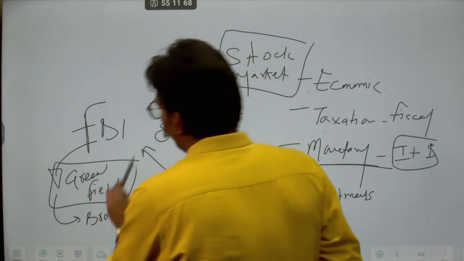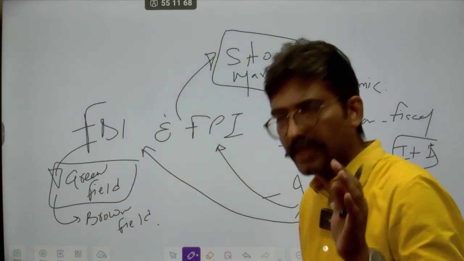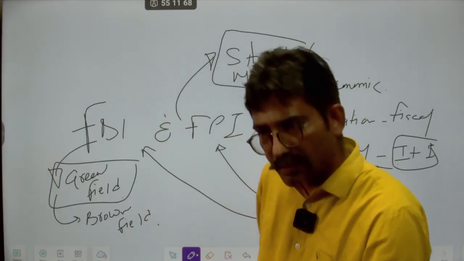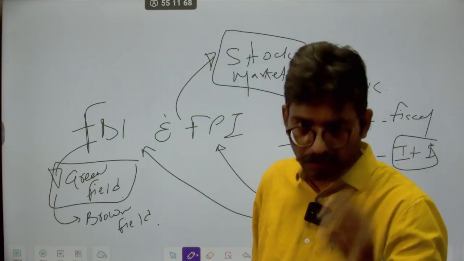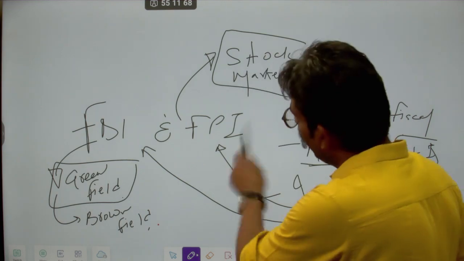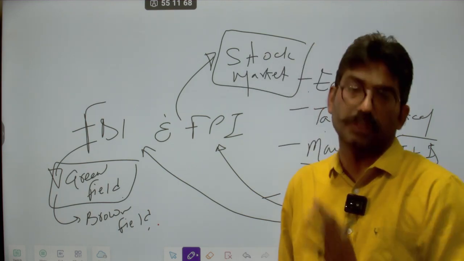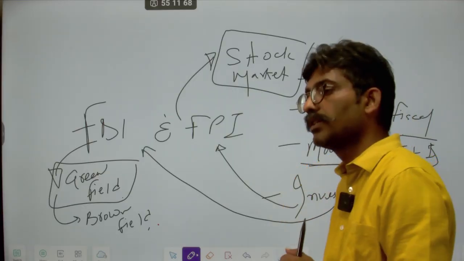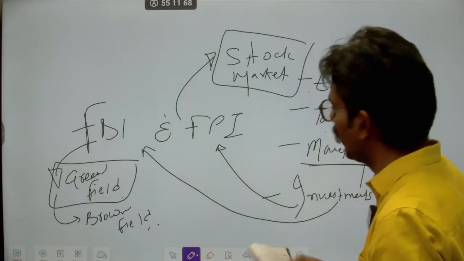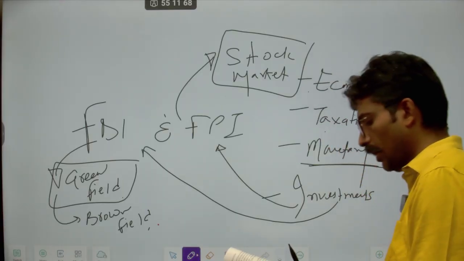So when foreigners put their money in a company, when they set up a fresh plant, it is known as greenfield. When they put their money in a company which is already there, take over a warehouse or a factory, it is known as a brownfield. And when they put their money via the stock exchange, then that is known as FPI. Okay? So that is through securities. So that's the difference between FDI and FPI.